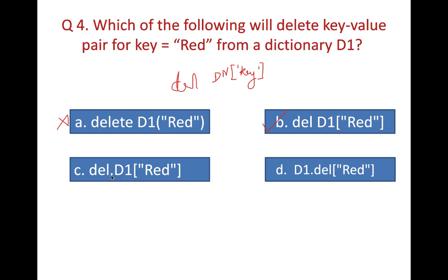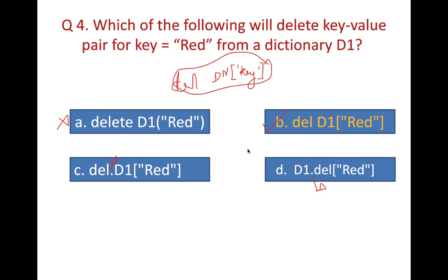After del there is a dot, and dot is not acceptable. So C cannot be the answer. Option D is also wrong, because here also a dot is there and the syntax is not as per the actual syntax. So remember, the syntax for deleting a key-value pair from a dictionary is del, space, dictionary name, and within the square brackets we need to specify the key, which is done exactly in option B. So option B will be the correct answer for this particular question.